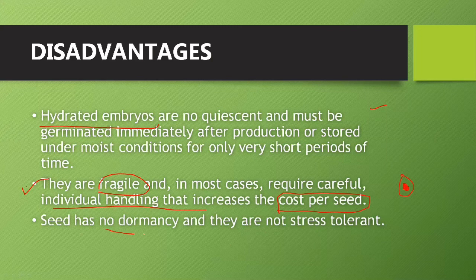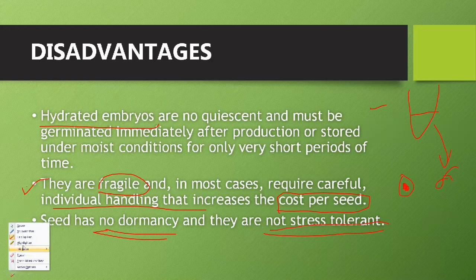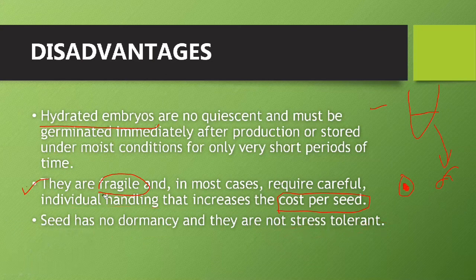Seeds have no dormancy and they are not stress tolerant. So the seeds do not have any dormancy period. They can germinate whenever they are taken after field trial. They will germinate directly. And second, they are not stress tolerant, so they cannot handle external stress. Okay, so these were some disadvantages of the artificial seeds.